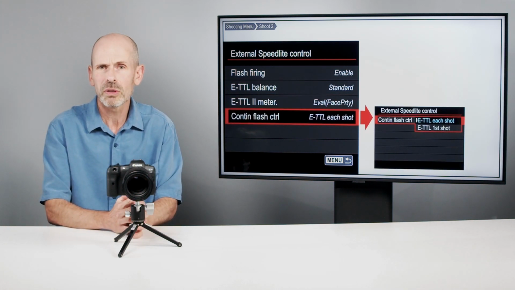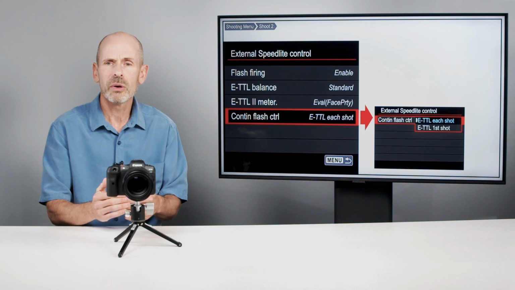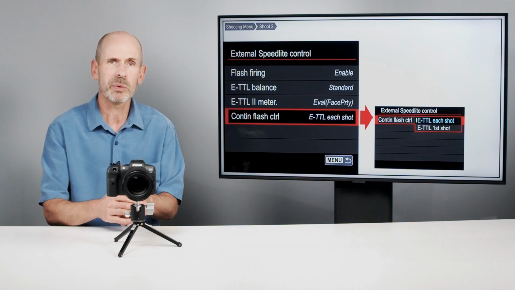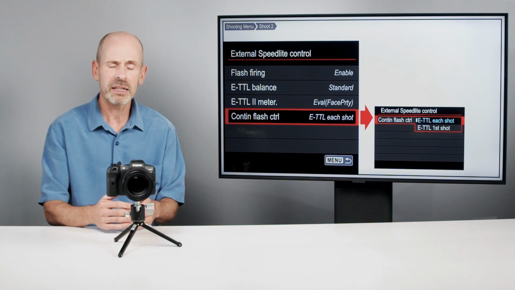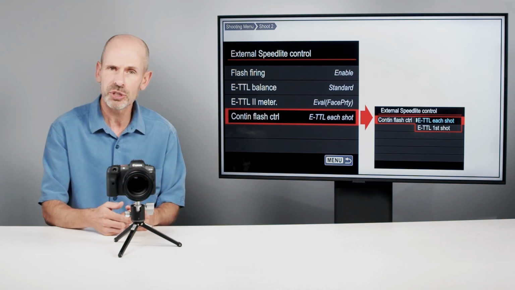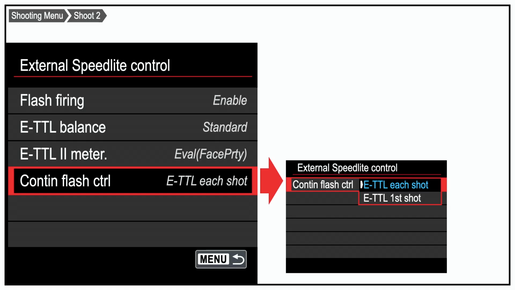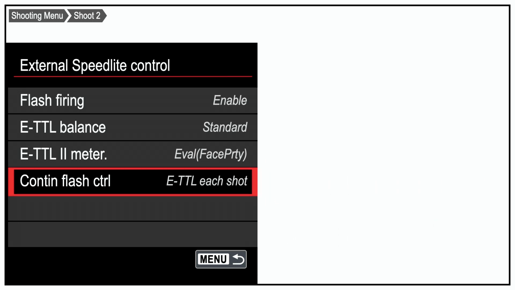Continuous flash control is going to determine whether the flash is doing the eTTL on each shot or just the first shot. You might get a little bit faster continuous shooting if you have it set to first shot. So it depends a little bit on how you're doing your photography, but you'll get a little bit more accuracy if you have this set to each shot.